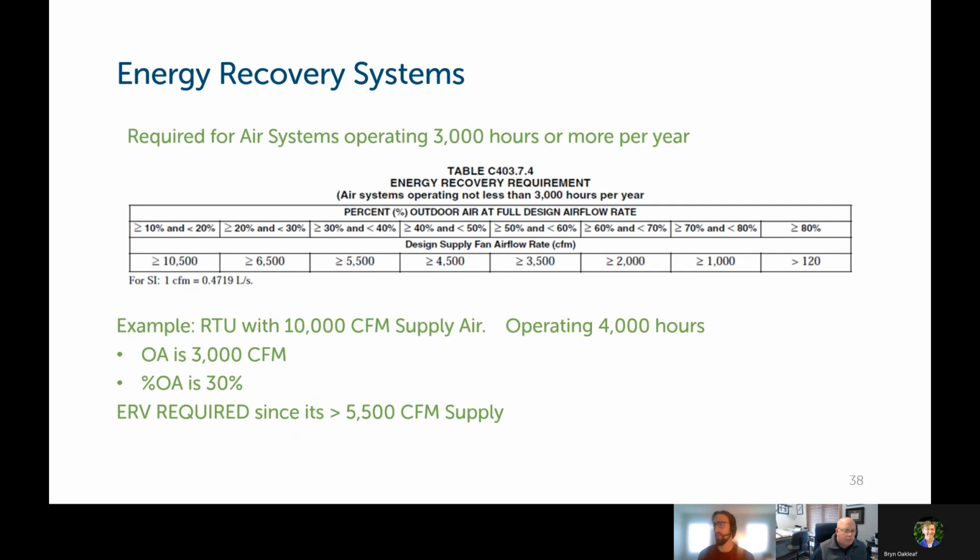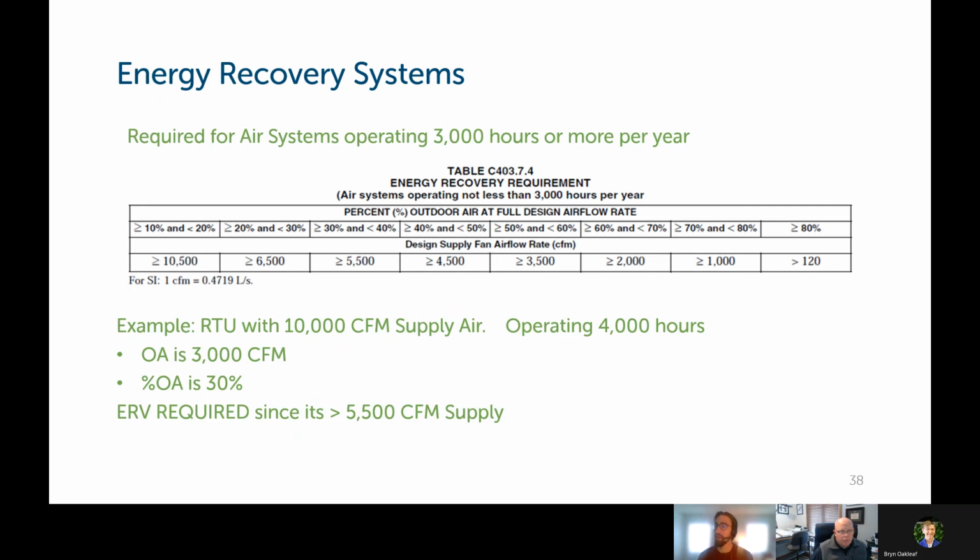So this is the table from the code showing what percent outdoor air rate and design airflow speeds require energy recovery. Any system operating more than 3,000 hours a year would use this table to figure out if they need energy recovery or not. I think it's easiest to use an example to go through this.